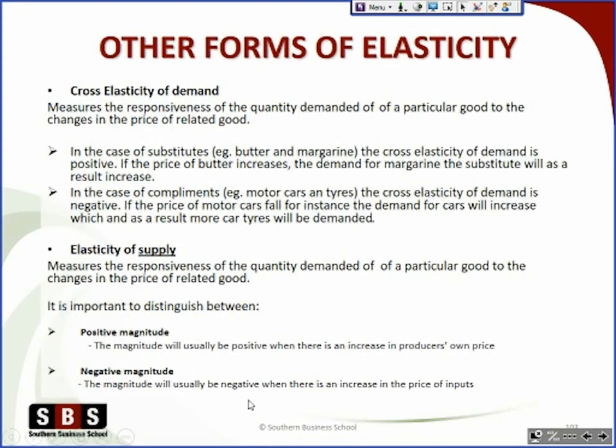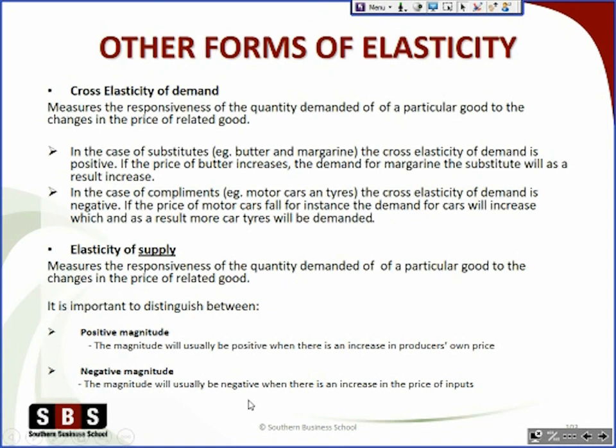Okay, cross elasticity, we did say it measures the responsiveness of the quantity demanded of a particular good to changes in the price of another good. So that's all cross elasticity means. And then you've got to see whether it's a substitute or a complement. And then elasticity of supply, all you need to know here is the definition. It measures the responsiveness of the quantity supplied of a particular good to changes in the price of that good. So just know what cross elasticity is and what elasticity of supply is.